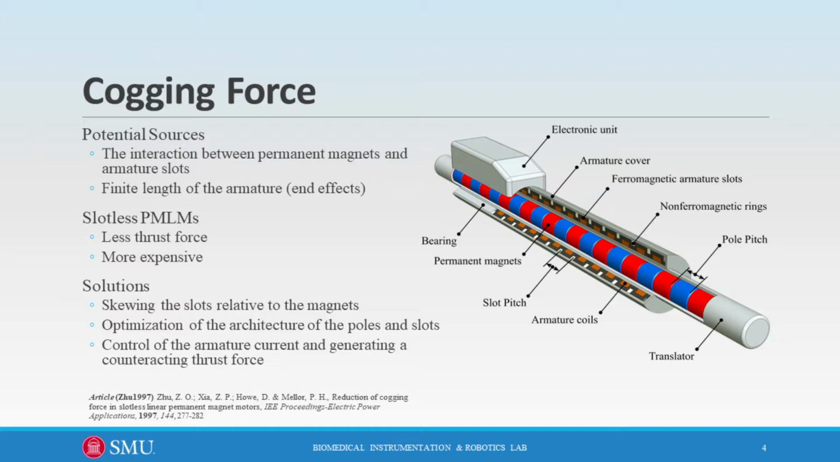A slotless PMLM does not have this problem, but it has less thrust force and is more expensive. Several solutions have been suggested so far, such as skewing the slots relative to the magnets, optimization of the architecture of the poles and slots, and control of the armature current to generate a counteracting thrust force.